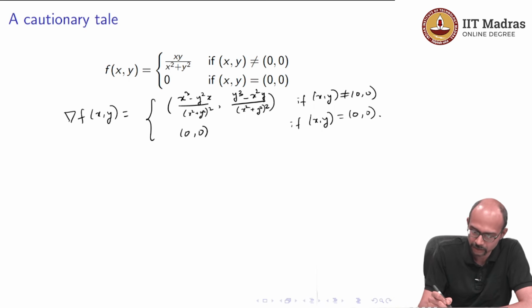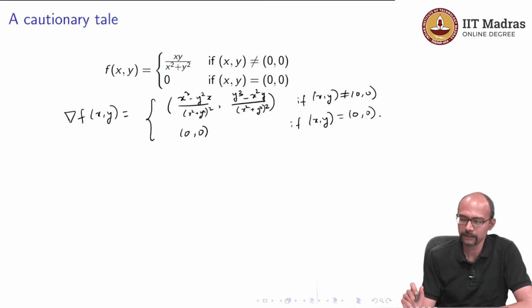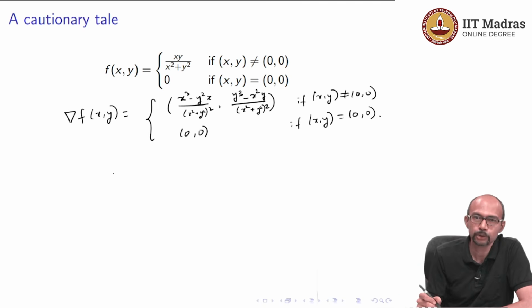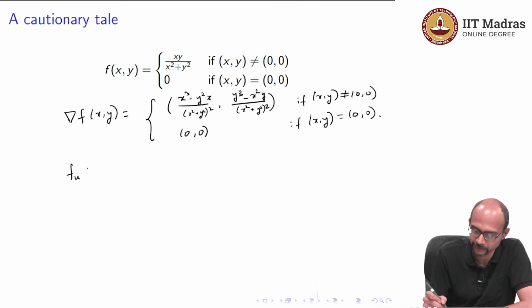Okay. So, this was a computation we did, the gradient computation we did a few minutes ago, and that was dependent on the partial derivatives, which we have computed in the partial derivatives video. So, in the directional derivatives video, we computed the directional derivative at 0. Let us see what happens for the directional derivative at any other point.